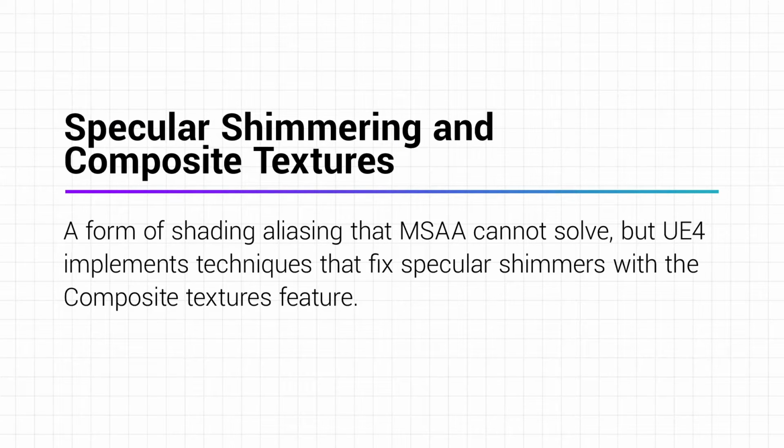Specular shimmering is a form of shading aliasing that MSAA won't solve, but UE4 implements a technique that fixes specular shimmers with the composite textures feature. You can find more information on composite textures in the link below this video.